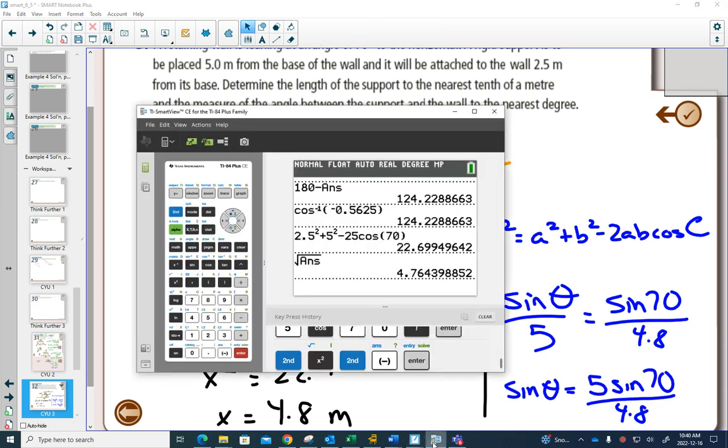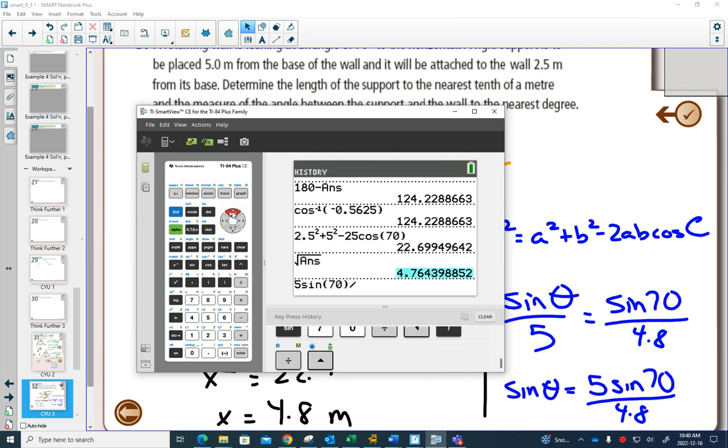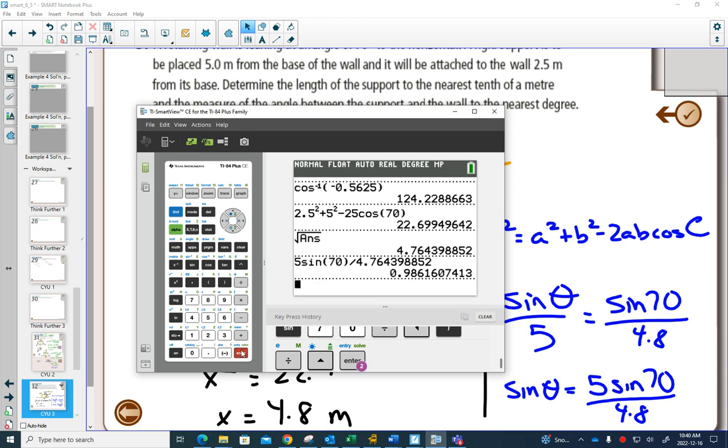And technically, while you're doing this, you shouldn't use 4.8 because it's rounded. You should use the 4.7646439885. You should use all those decimal places. So when I go to type this in, I'm going to go 5 sine 70 divided by, oops, close my bracket, divided by, and instead of using the 4.8, I'm going to, on my calculator, steal all of those values. Either doing answer from before or using all of those decimals. Pushing enter tells me 0.986.